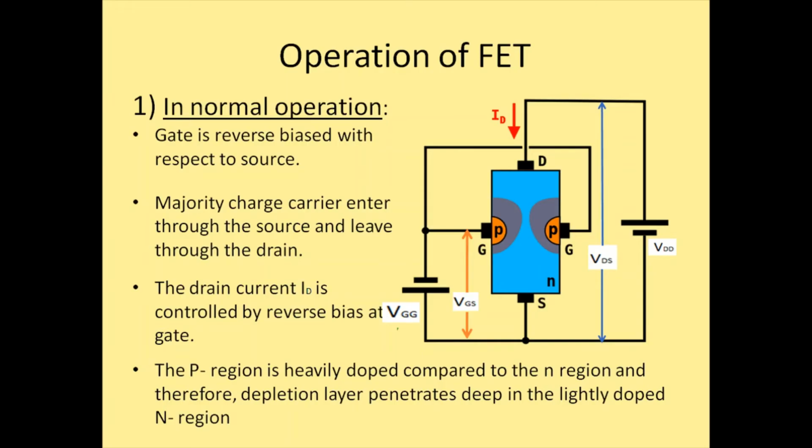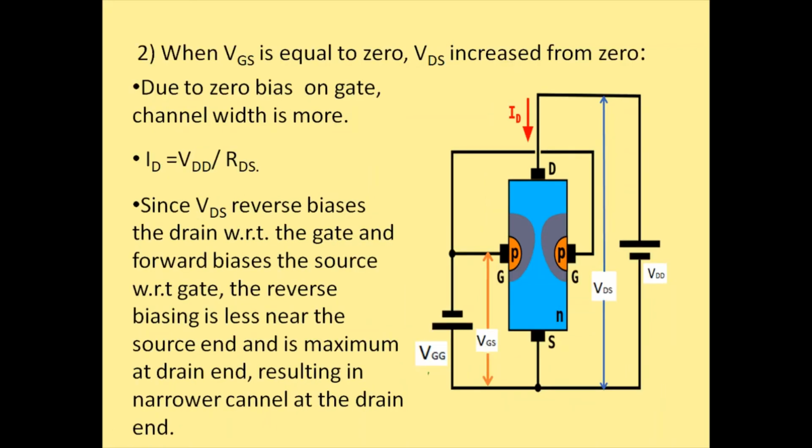Now, hoping that you have understood the penetration of a depletion layer, why on one side it penetrates deep inside whereas on the other side it does not penetrate that deep, we will proceed to the next level of explanation. Now we will explain the working of this particular FET in two levels. First one is when the VGS voltage is not applied. That means the VGS value here will be almost zero, and we will increase VDS from zero.